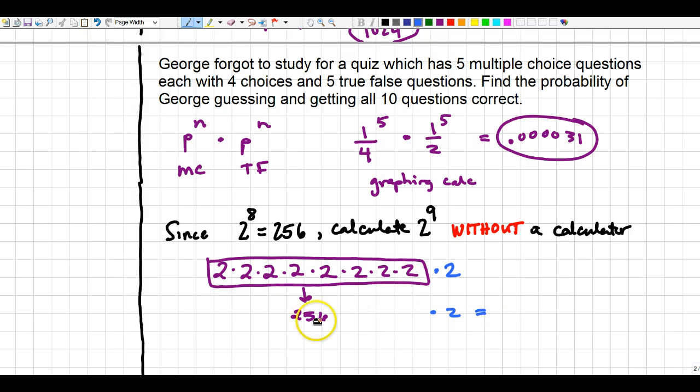And multiplying by 2 is super easy. I just double everything, so I know that that's going to be a 512. So I didn't need a calculator to do that one. Students should be prepared for questions like this. All that's going to change is what's given. Maybe the base will turn into a 3, and the power will turn into something else. They'll just ask you what the next one would be.